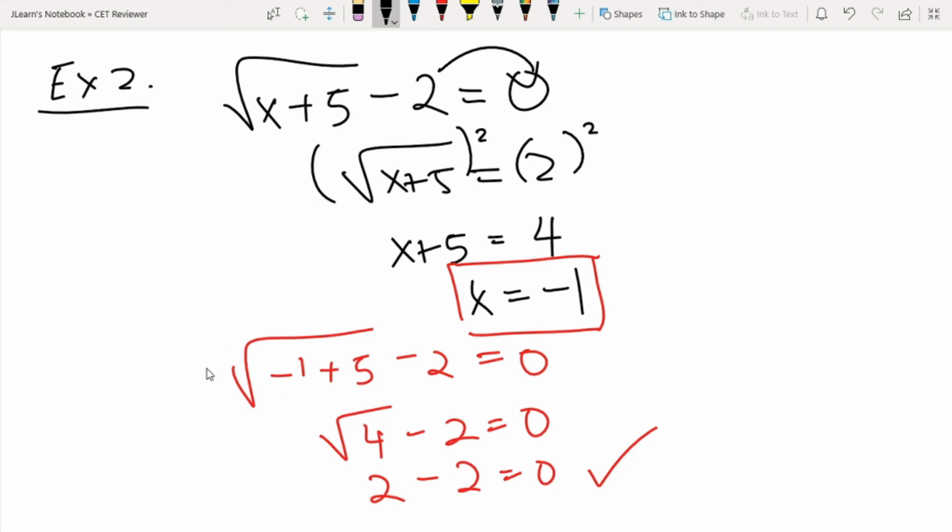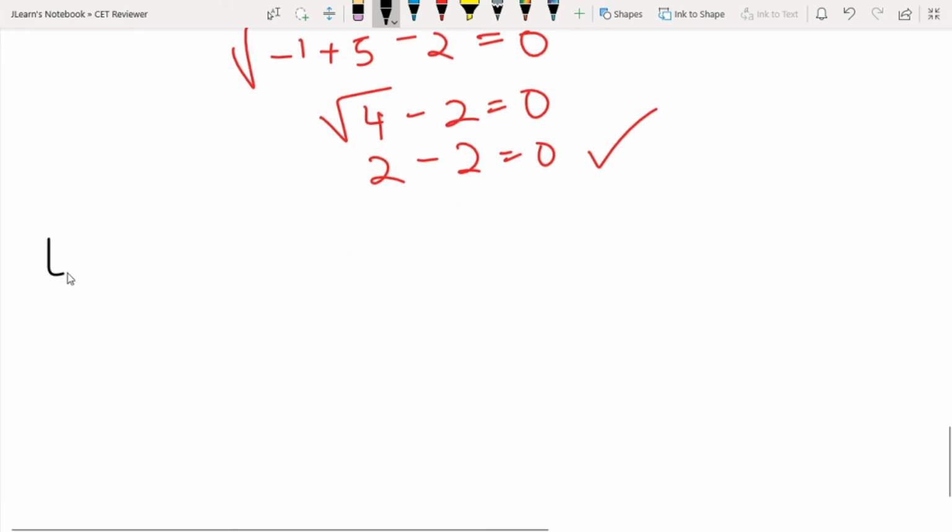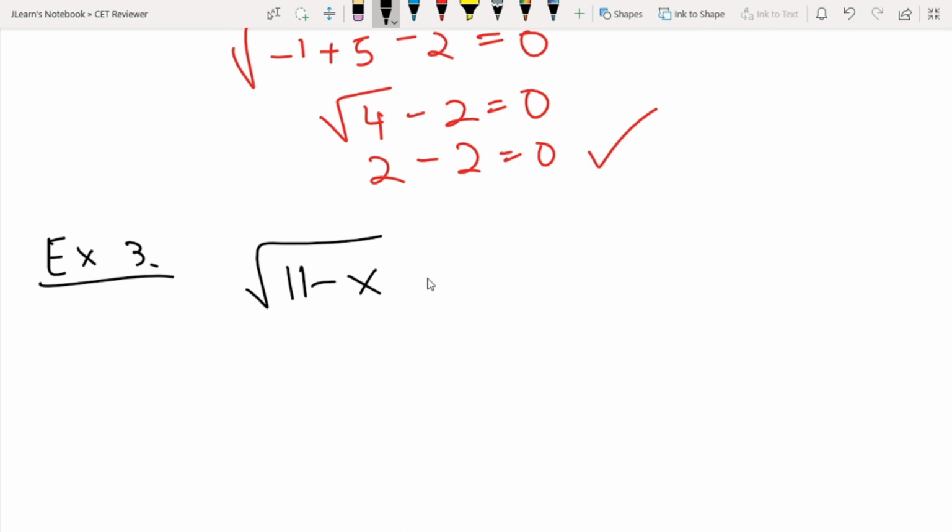So, paano naman gawin nating medyo mas complicated, no? Let's say example 3. Let's say meron tayong dalawang radical expression, no? So, for example, square root ng 11 minus x minus square root ng x plus 6 is equal to 3. Okay? So, una nating maisip is to, again, isolate a radical to one side of the expression. So, hindi importante kahit alin. Basta maka-isolate lang tayo ng isa.